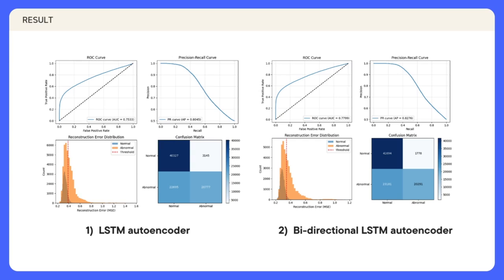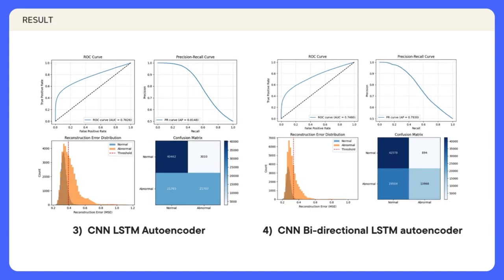This slide shows the LSTM autoencoder without any CNN layers. The model on the left is a unidirectional LSTM autoencoder, while the one on the right is a bidirectional LSTM autoencoder. Next, we present the LSTM autoencoder with an added CNN layer. The left diagram depicts the unidirectional CNN LSTM autoencoder, and the right diagram shows the bidirectional CNN LSTM autoencoder.